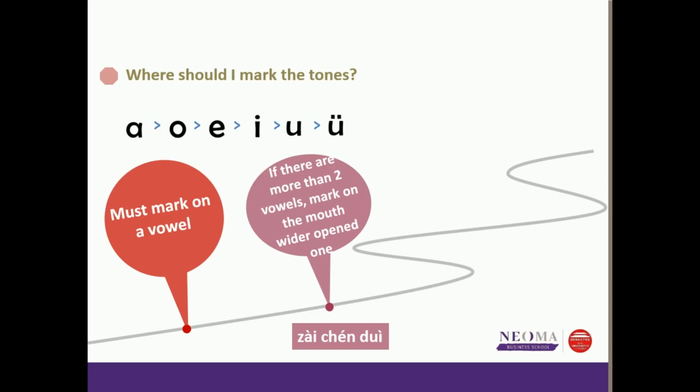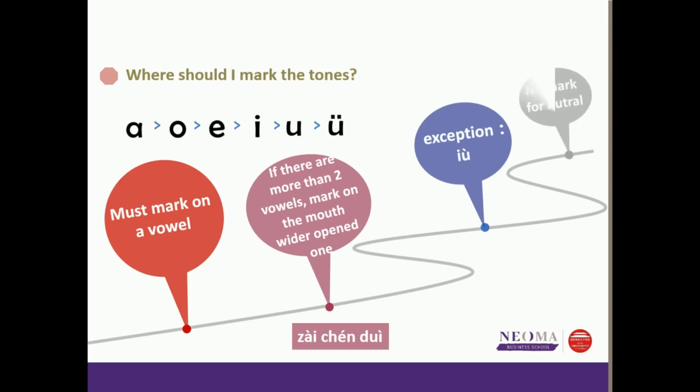Okay? Maybe there's an exception? Yes, indeed, there is an exception. When I and U are together, you always mark it on the second one. So this one is an exception. And for the neutral tone, of course, there is no mark. Neutral tone goes neutral. That's the reason it doesn't have a tone. Alright, so this is how to mark the tones.